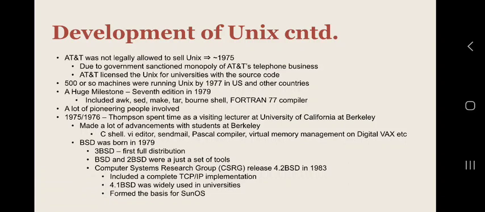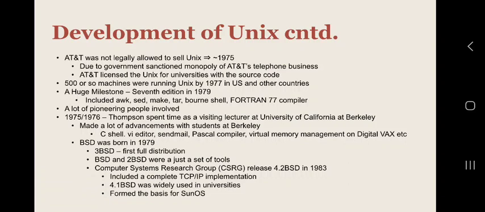So BSD was born because Ken Thompson was at Berkeley. BSD stands for Berkeley Software Distribution, and it was born in 1979. They had 3BSD as the first full distribution. BSD and 2BSD were just a set of tools, because they added more tools, as I mentioned previously. So those were the parts of BSD and 2BSD, and it became a proper distribution with 3BSD.